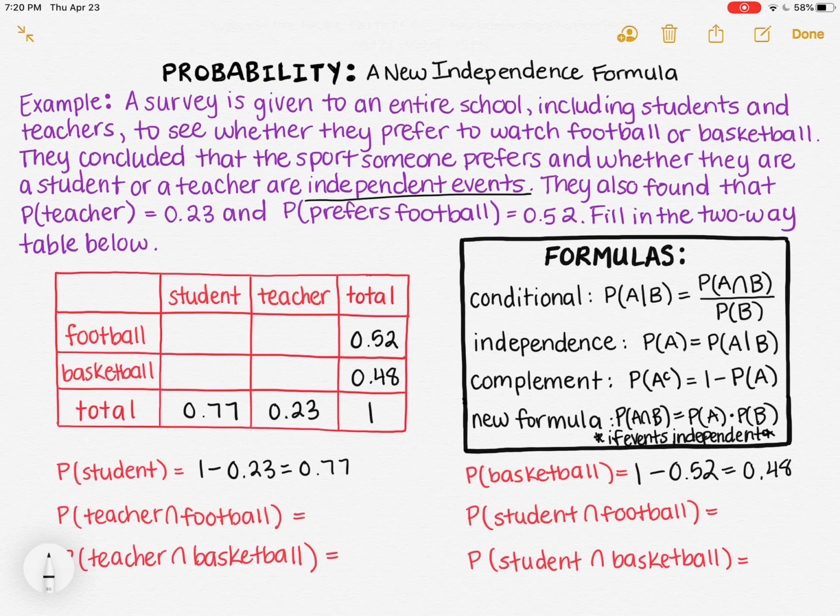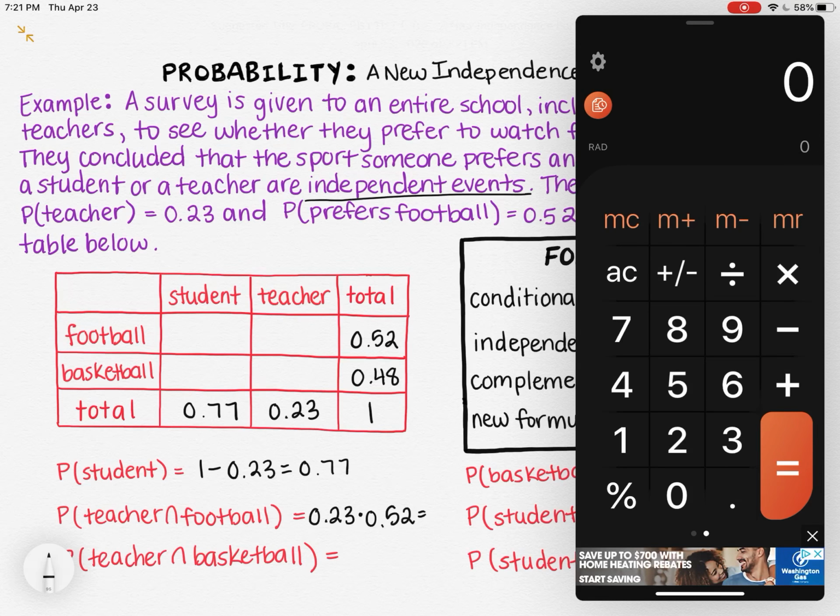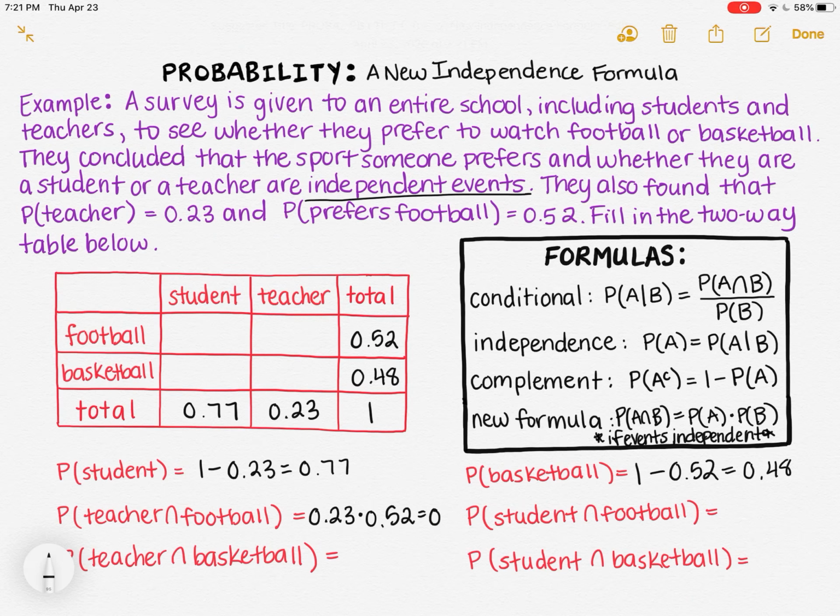Since we know these events are independent, we can use this to fill in the rest of the table. So to find the next probability, the probability that someone is a teacher and they prefer football, we can multiply the probability that someone is a teacher times the probability that someone prefers football, and we already know those. The probability that someone is a teacher is 0.23 times the probability that someone prefers football is 0.52. So I can put that in my calculator, 0.23 times 0.52, that gives me 0.12. And I'm going to place that in the box that corresponds with teacher and football.